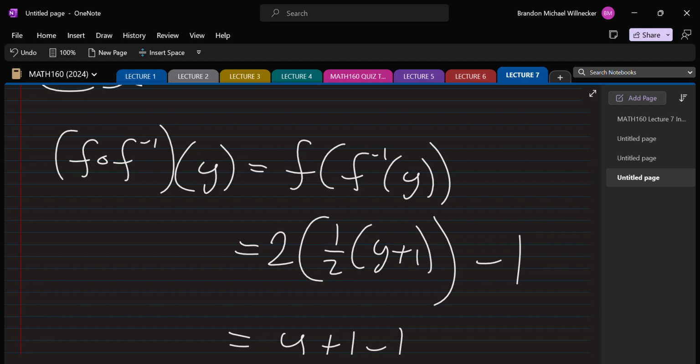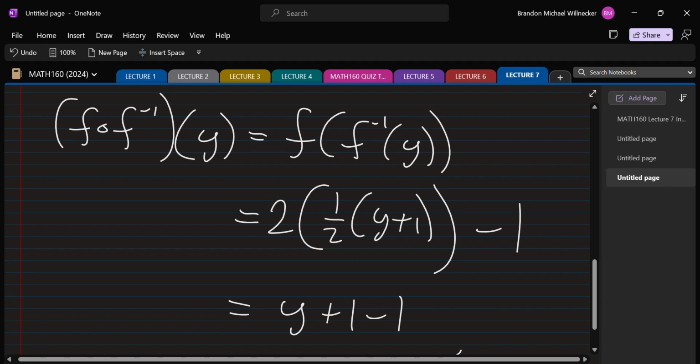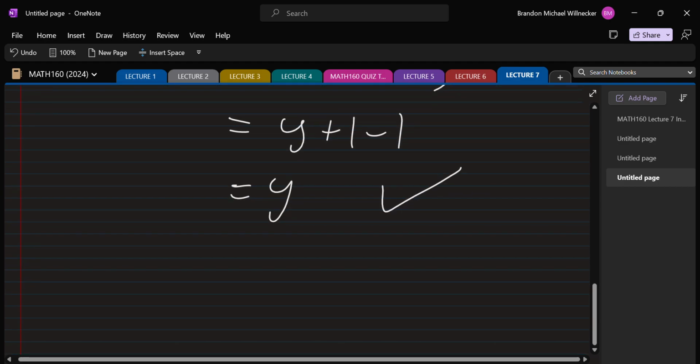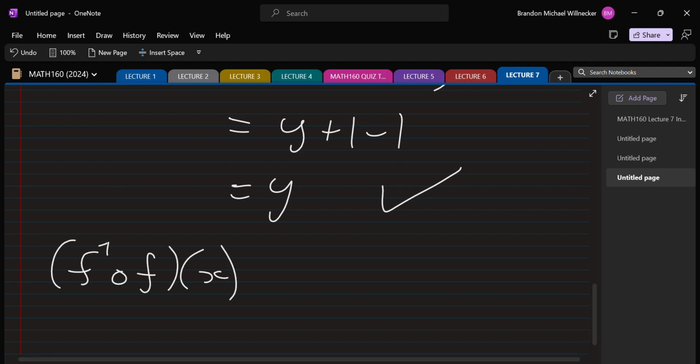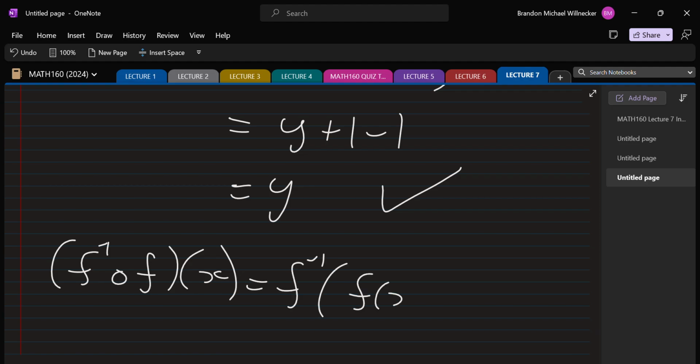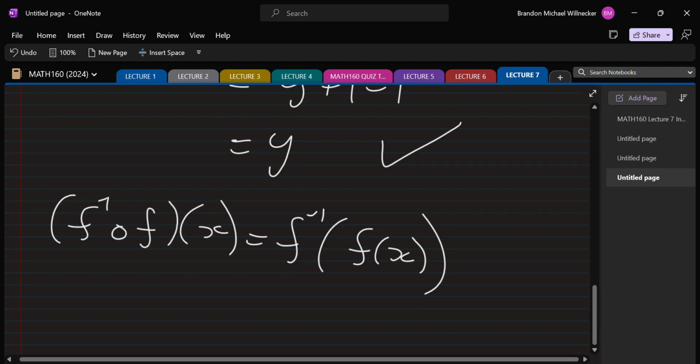Now we need to check the other way. This just showed that it was a right inverse. We also need to show that it's a left inverse. So the other way around, f inverse after f, this now eats up an x. Why? Because f eats up an x. Okay, please do not mix up your compositions. So this is going to be f inverse of f of x. So whatever the output of f of x is, we put that inside f inverse.